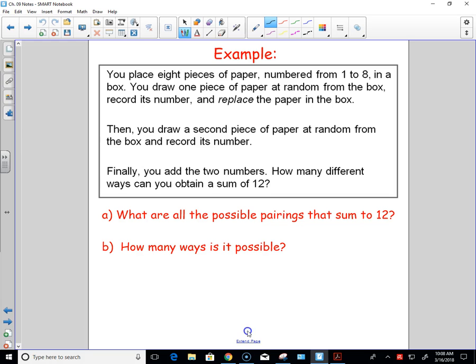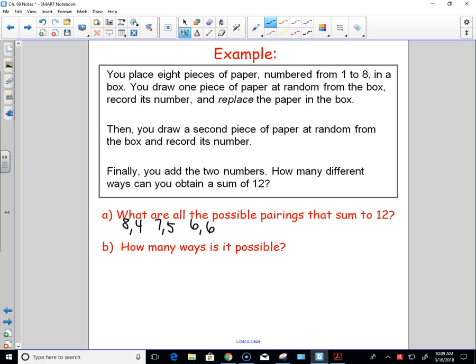What do we got? 1 and 8 sums to 9. That's not good. 8 and 4. 7 and 5. 6 and 6. Those are my possible pairings, right? In some order, getting 6 and 6, 7 and 5, and 8 and 4. Those are the only ways that I can make 12 from those pieces of paper.